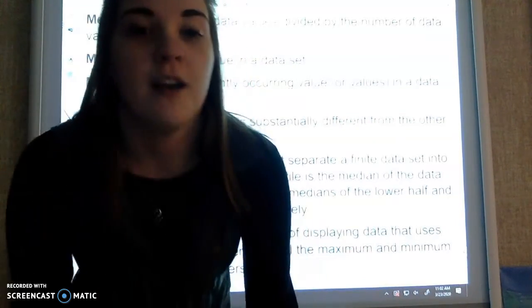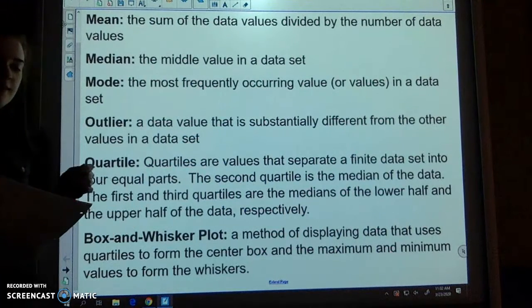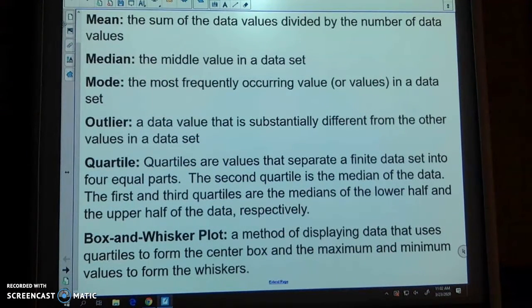So let's get started. Our first lesson is going to be on measures of central tendency. A few definitions we have to go through before we start, and you're going to want to pause the video and write these down: the mean, median, mode, outlier, quartile, and a box and whisker plot. The mean is the sum of the data values divided by the number of data values. Median, the middle value in a data set. Mode, the most frequently occurring value or values in a data set. An outlier, a data value that is substantially different from other values in a data set.